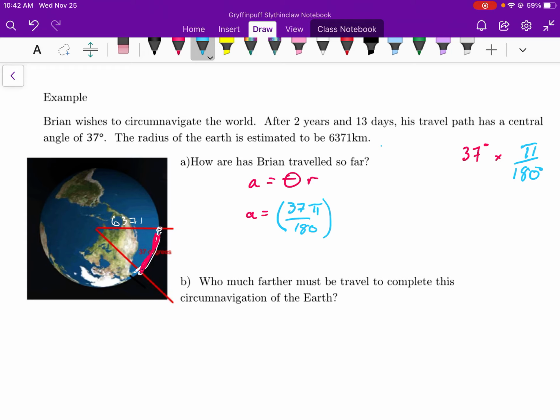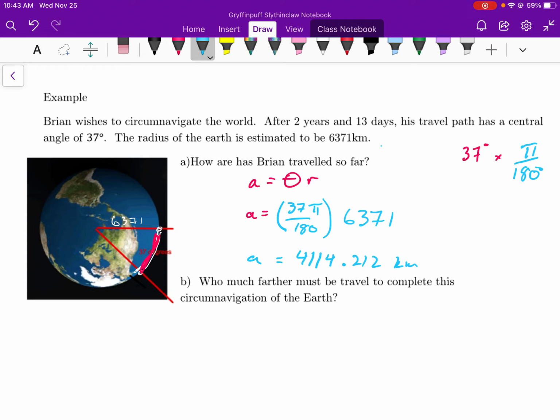Now, that's the way I'm going to choose to keep it in my calculator. And the radius of the Earth is 6,371. I'm going to take my calculator out. A, how far has he traveled? Very simple. 37 times pi divided by 180 times 6,371. What I get is, wow, he's doing a pretty good job. He's traveled 4,114 kilometers. I'm going to round to 3 decimal places if that's okay with you.